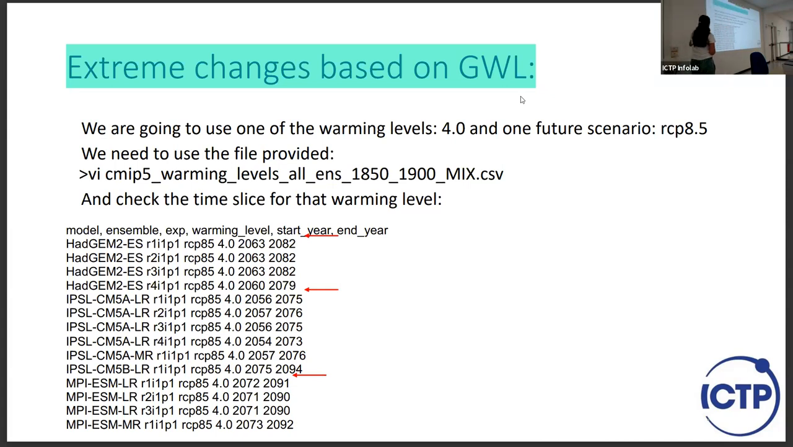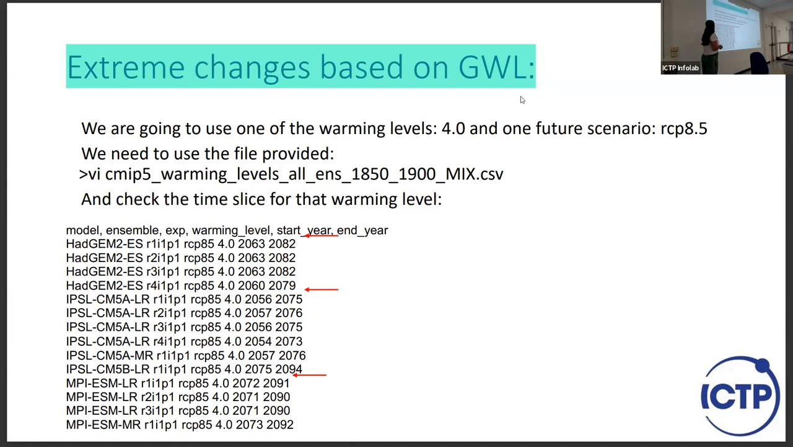So in this table, it's already extracted. First, the name of the model, then the R1, I1, P1, which is always the individual member. Then the RCP 8.5; you will find that there are also RCP 4.5, RCP 2.6, and all of them. And this number is the global warming level, so you will see a column that has 1, 2, 3, 4, then 1, 2, 3, 4, so this is a very long file. And for this, you will have the initial year and the end year of the time slice that you want to have in your filter.